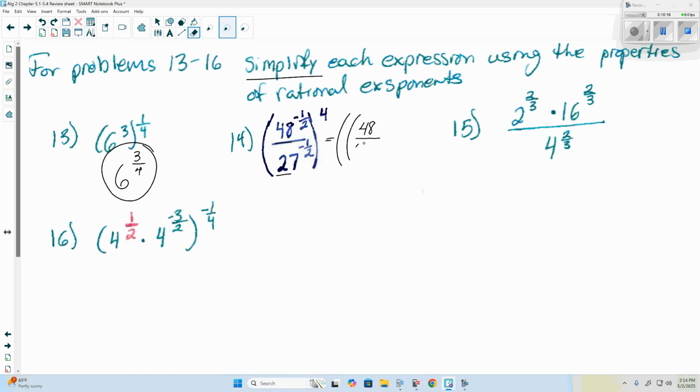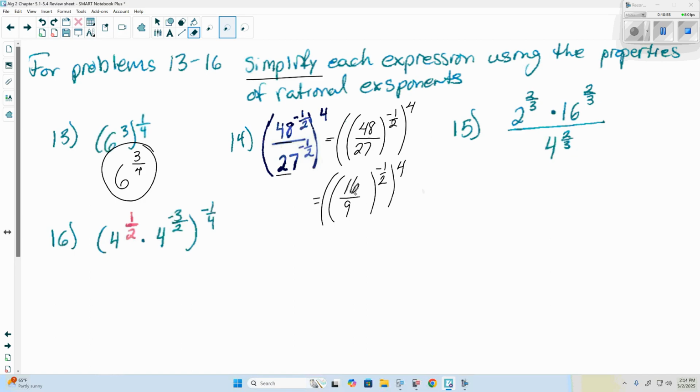Now, one of our properties of rational exponents is the power of a quotient. It says if we have two things being divided to a power, we can apply that power to both terms. We can go the other direction. If we have the same power being applied to the top and bottom, we can pull it back out. Because as we just saw, 48 over 27 can reduce to 16 over 9.